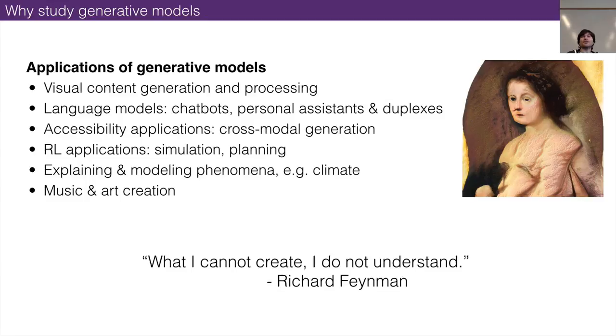So if you can model the climate, you can understand it better, right? A lot of climate modeling is just generative models of climate. And then obviously the last one, which is the most relevant to us, is that it creates all sorts of awesome music and art. And to me, I would add a sixth one.